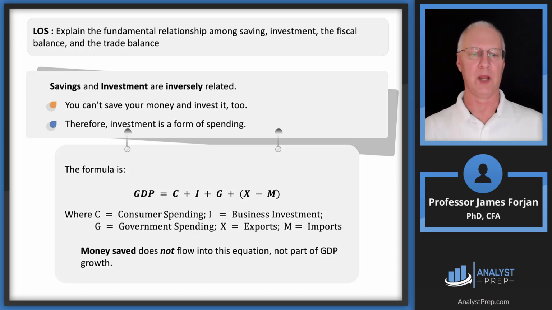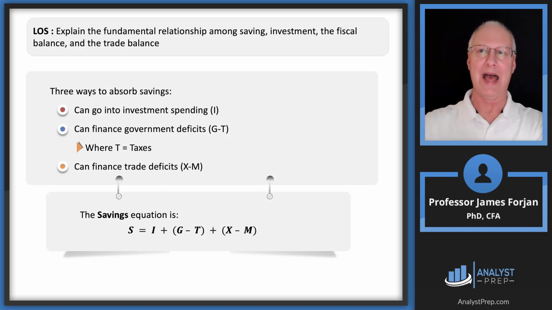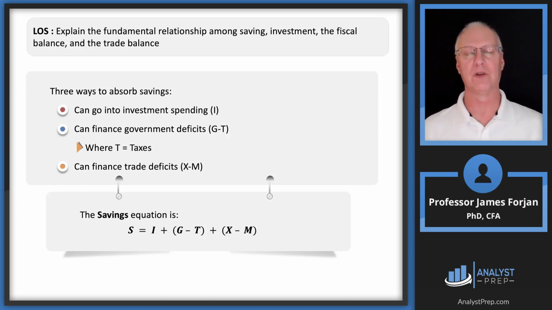And so this is important here. Money saved does not flow into that equation, so it's not part of the GDP growth. However, the savings can be absorbed into several things. It can go into investment. So think about saving and going down and buying a certificate of deposit, and then that eventually gets to some kind of a positive net present value project. It can also finance government deficits, and it can also finance trade deficits.